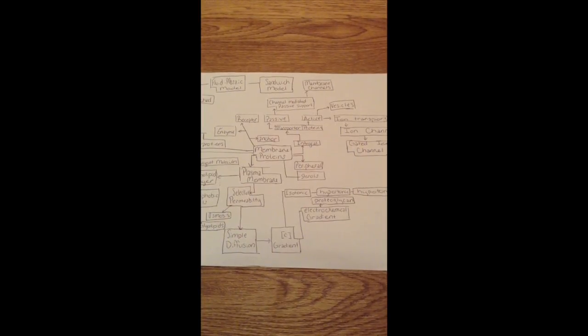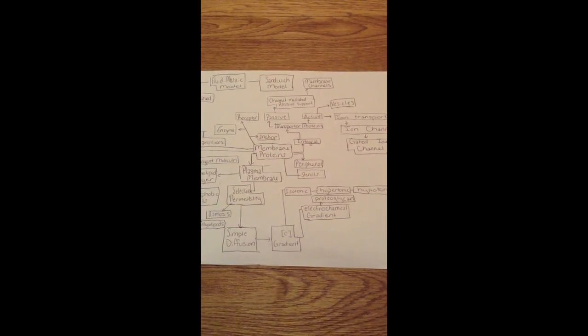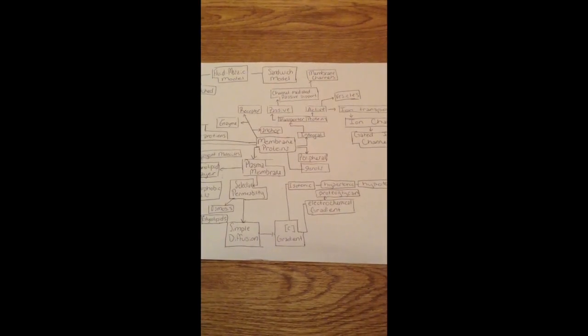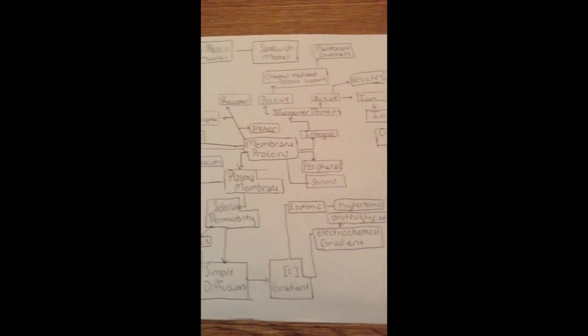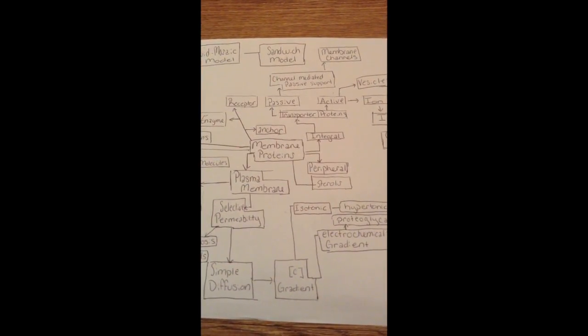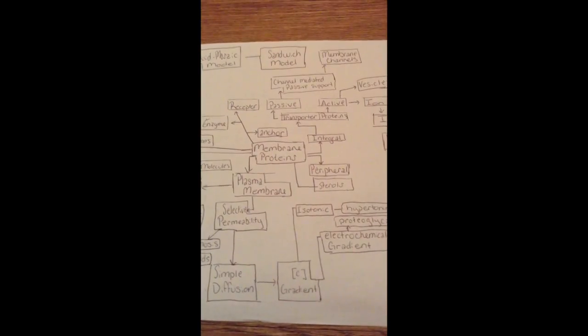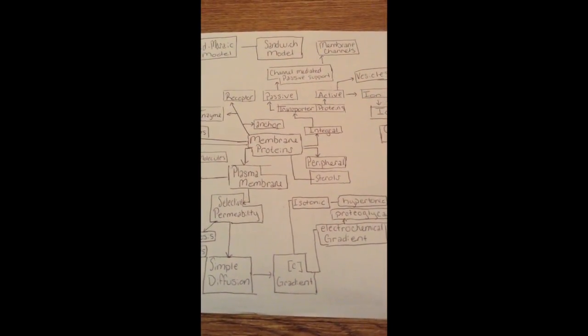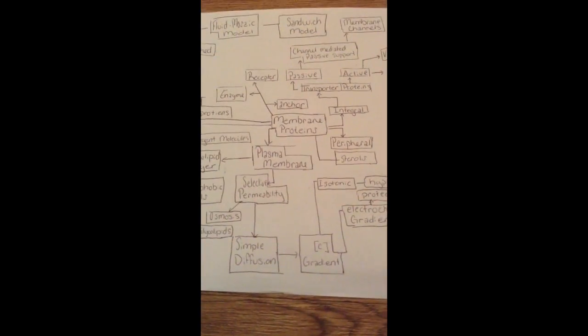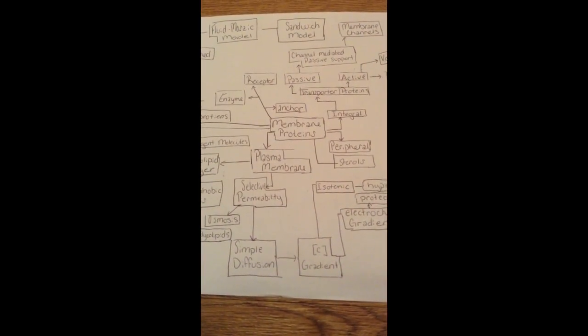Concept Map for Biology 2440. This concept map is over membranes, and here at the center I put membrane proteins. And membrane proteins are where all the functions take place. They carry out the functions of the membrane, and that is the plasma membrane that I'm talking about.